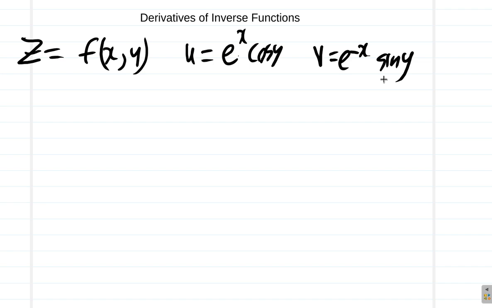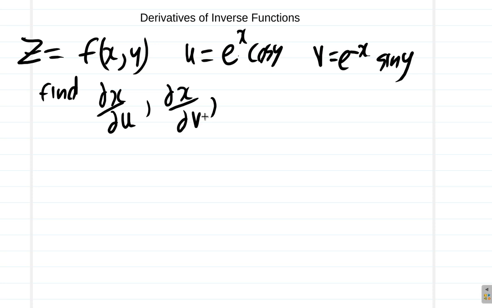Now, we want to find the partial derivative of x with respect to u, not y, u. Let me rewrite that. Alright? We want to find the partial derivative of x with respect to v, so delta x by delta v. The partial of y with respect to u, delta y by delta u. The partial of y with respect to v, delta y by delta v. Okay, good.